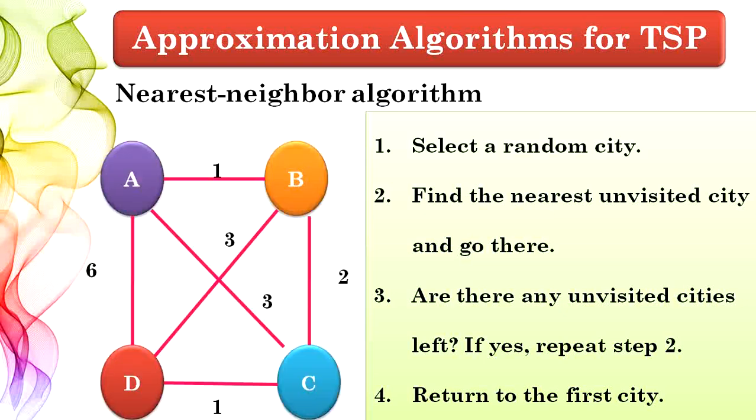Here we have 4 cities A, B, C and D. I started from A. From A, the nearest neighbor is B because the A to B connection has the least weight. And from B, I will go to C because the edge weight is 2. From C, I will visit D because the edge weight is 1. And after D, I am forced to travel to A because A is the starting city, with a weight of 6. So these are the steps followed by the nearest neighbor algorithm.